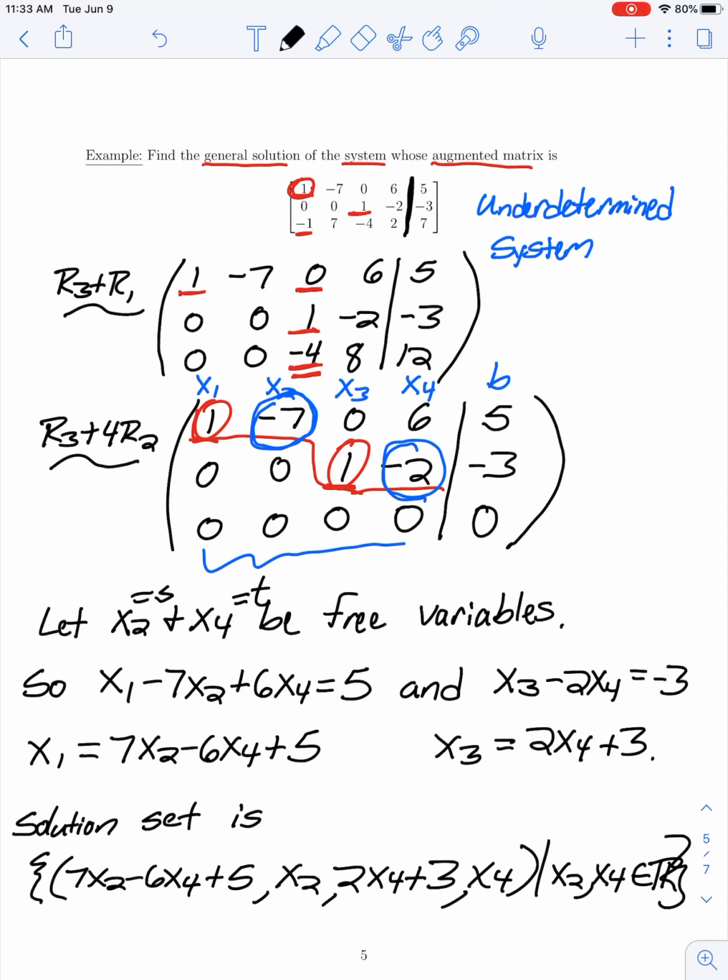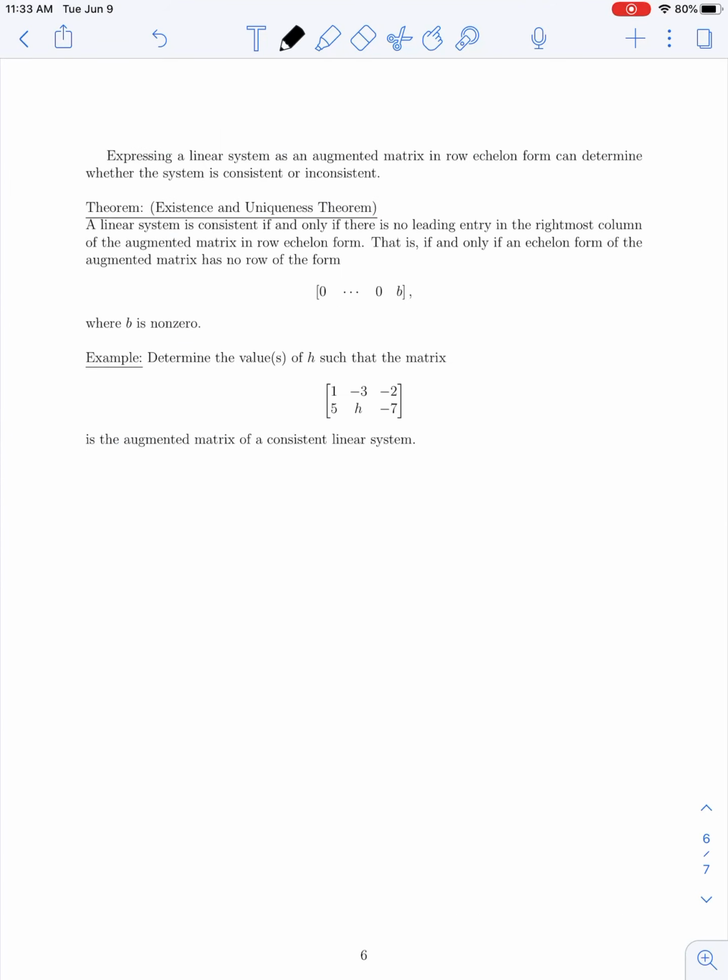It's not always the case, but in a lot of cases we will have infinitely many solutions for such systems. Okay, so let's look at another one.